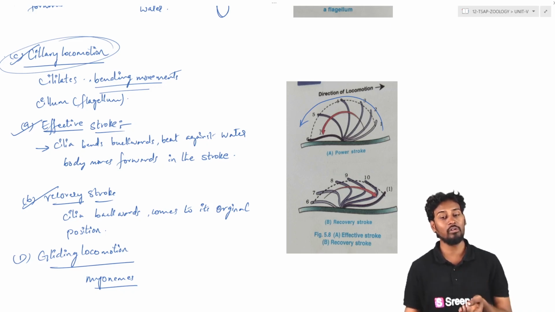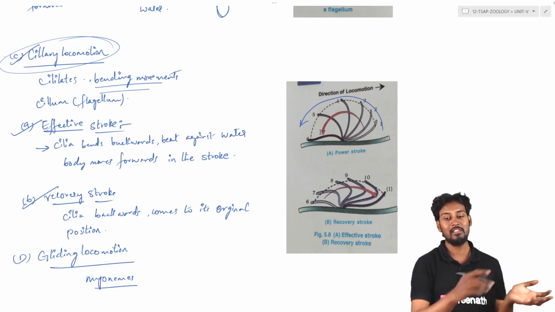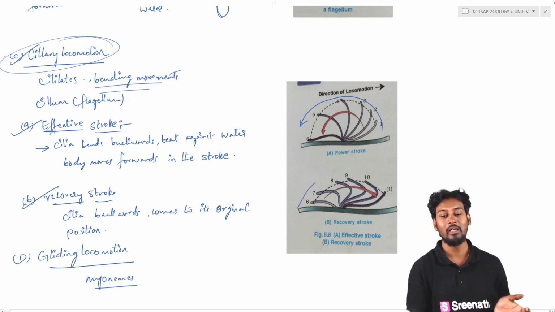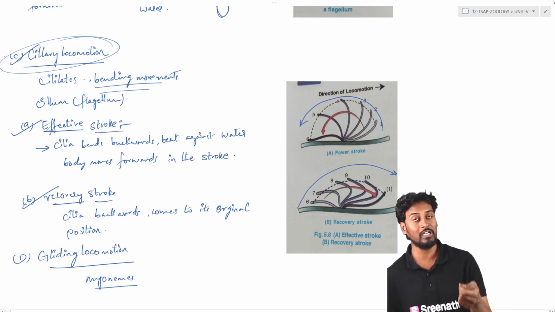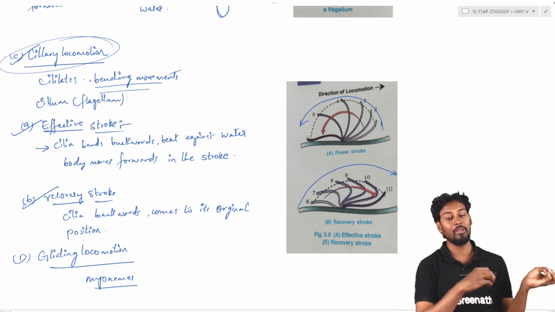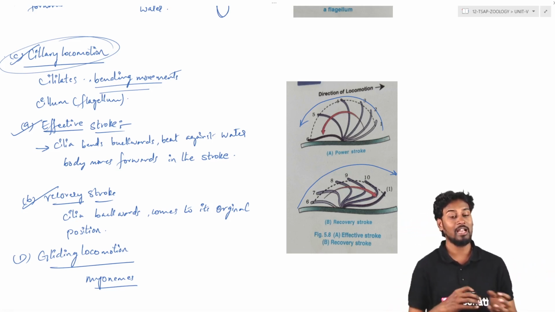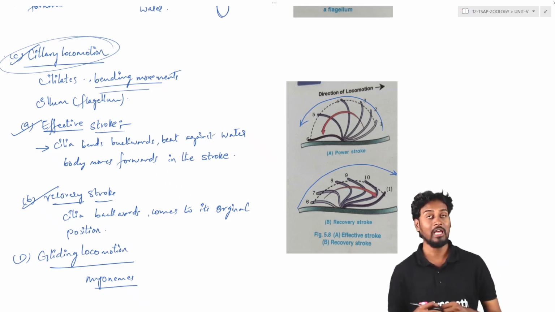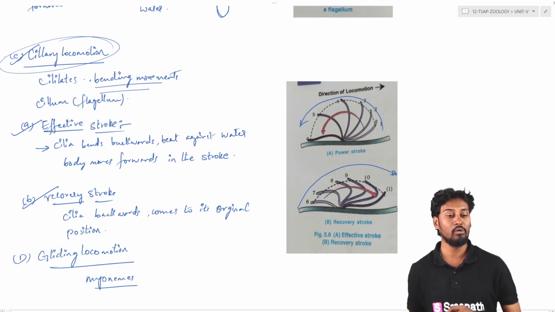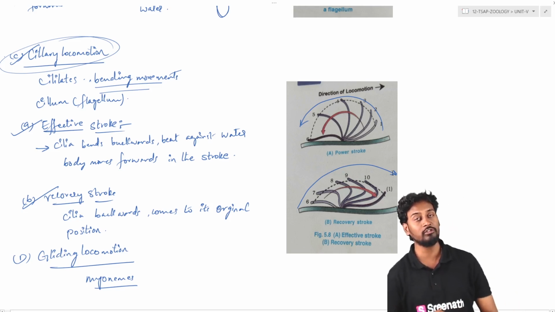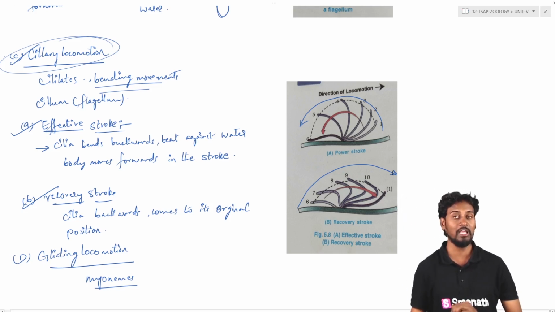So in the recovery stroke, the cilia is again coming back from the effect of the effective stroke, that is the power stroke. It is generally coming back towards its original position, causing the recovery stroke to happen. So these are the two strokes which are generally seen in case of ciliatory locomotion.